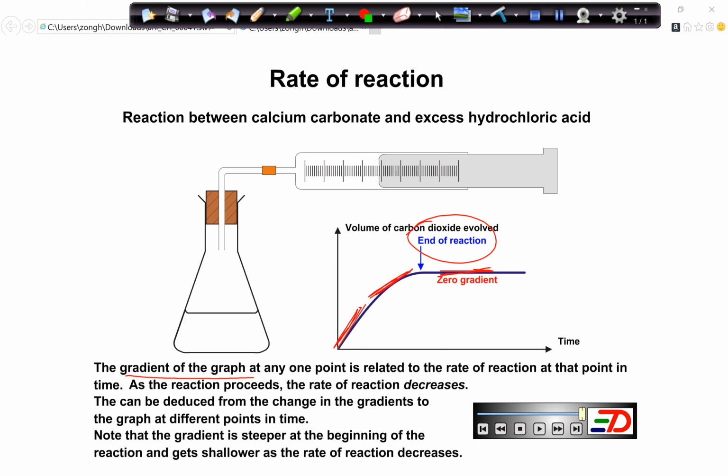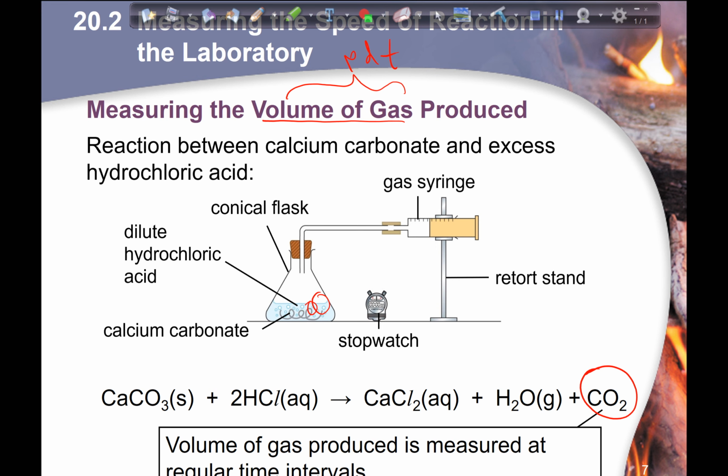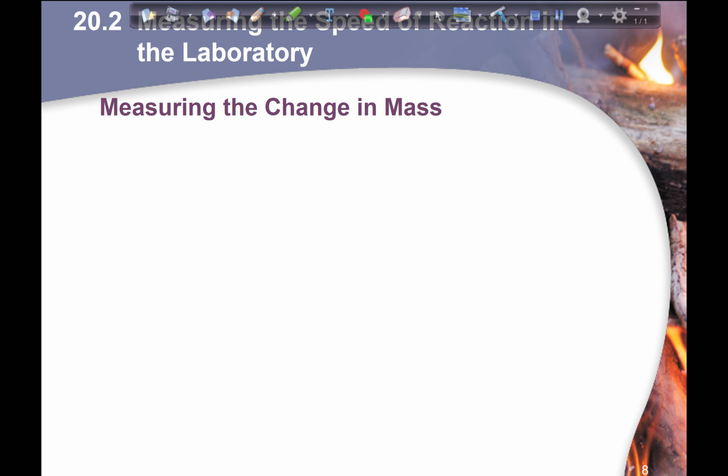Why is this so? This is because the amount of reactant is actually getting lesser and lesser. So therefore, the rate of reaction actually decreases. Alright, so that's one way.